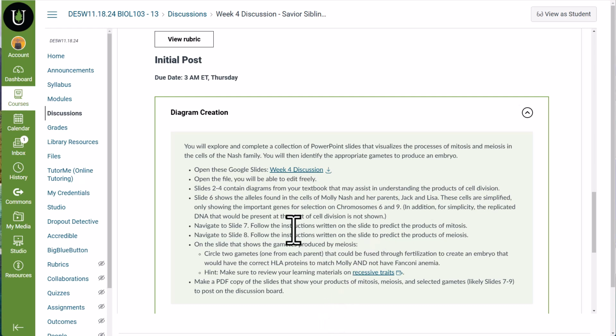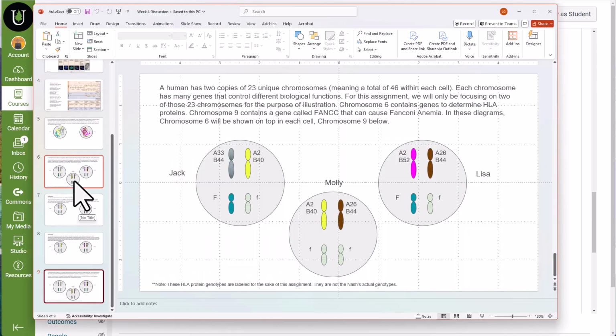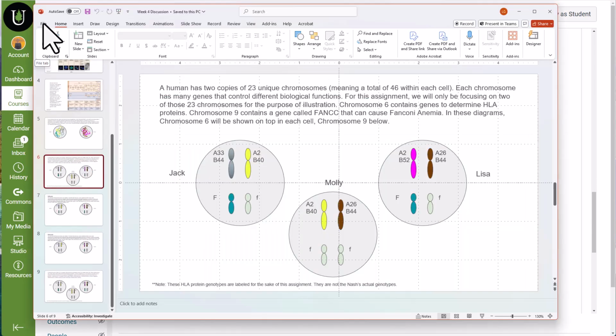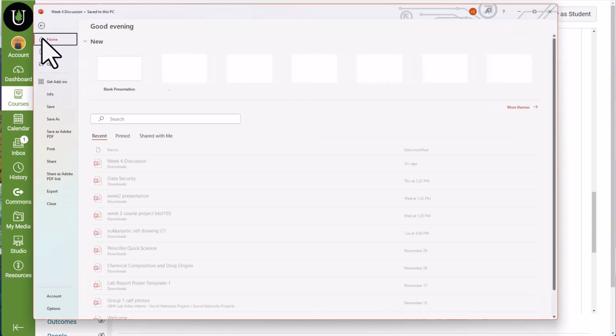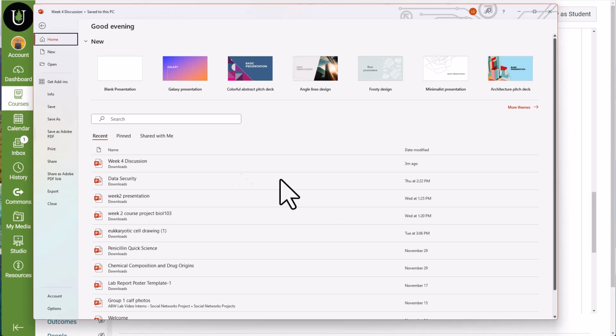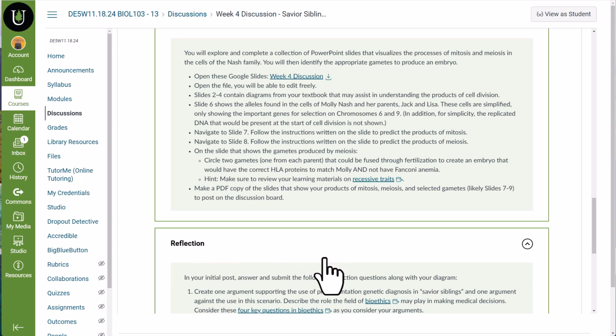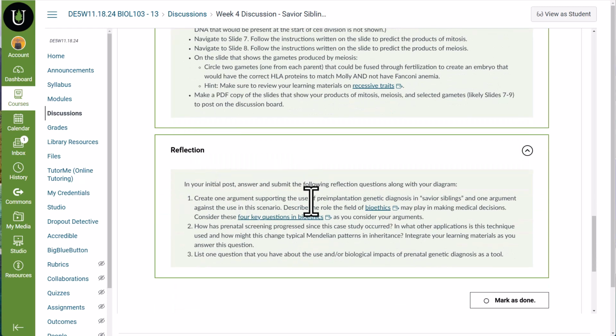When you get ready to submit this assignment, save a new one with slides 7, 8, and 9. To make it a PDF, all you have to do is come over here and do File, and then Save as Adobe PDF. And then you can attach that PDF to the discussion. You're modifying slides 7, 8, and 9, creating a PDF with that. In addition to uploading that PDF, write a reflection which will answer these questions. You want to think about the bioethics of some of those kinds of decisions.